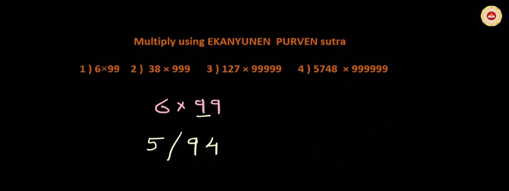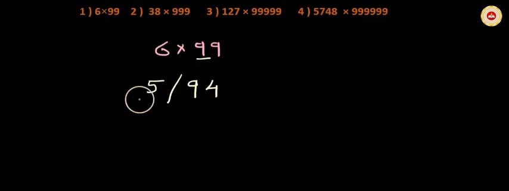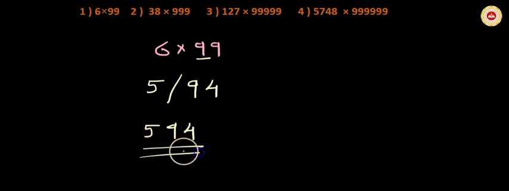Right? So we have calculated these two parts. Now it is time to write final answer by removing this slash. Write 5, remove slash, write 94. So the answer is 594.